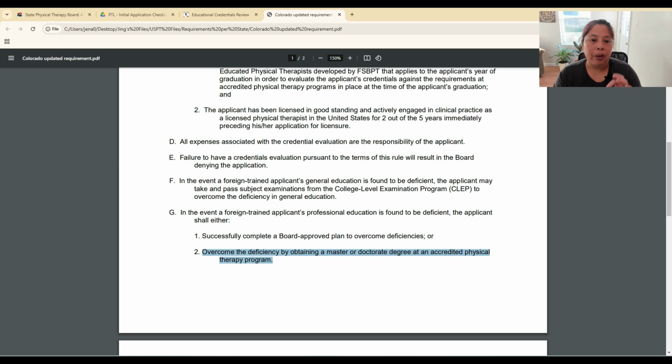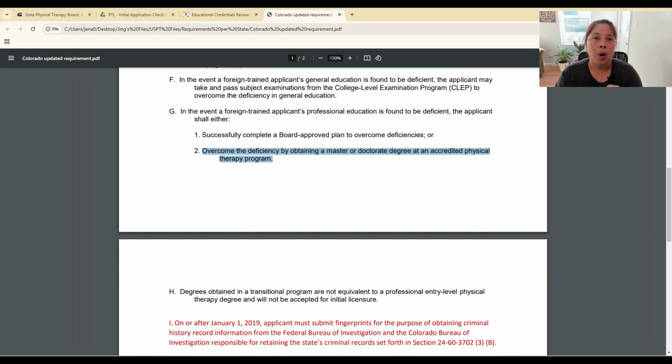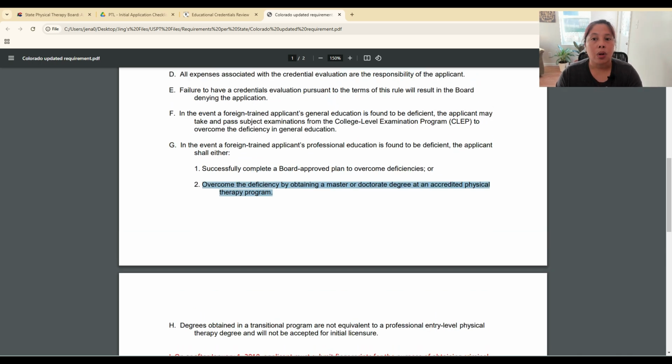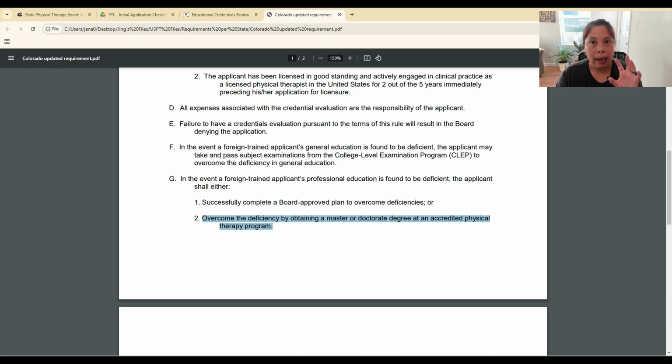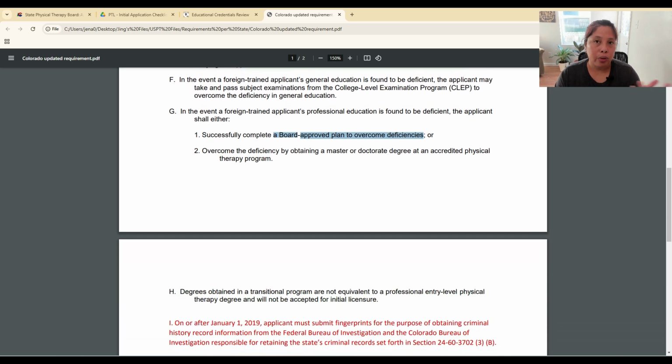Okay, so it's very self-explanatory. So after the ECR, or the educational credential review, the FCCPT will tell you whether you have deficiency, what your deficient subjects are, okay, and you would see there whether it is a general education or a professional education. So if it is general education and it doesn't say with laboratory, you can take CLEP. But if it is a professional education and you're missing that, you either complete it by the board approved plan to overcome the deficiencies, or an accredited program, or you get a master's or doctorate degree.